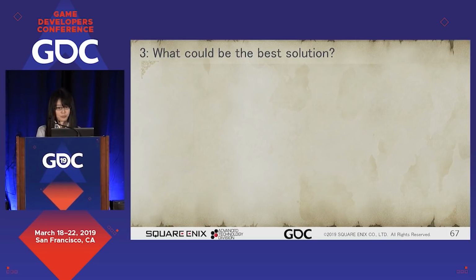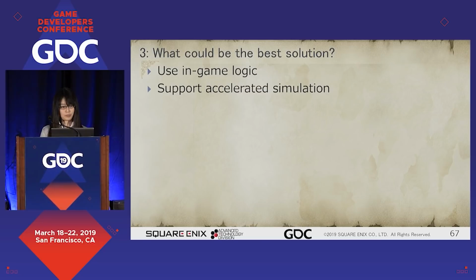As a conclusion, the requirements of the autoplayer are as follows. Using in-game logic is a necessary condition to guarantee the accuracy. The following ones are options, but we strongly recommend satisfying them. Supporting acceleration. The update cycle of games became much shorter than it used to be. The shorter the playtime, the better.